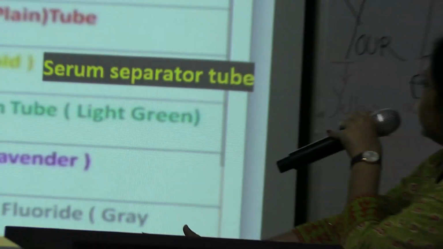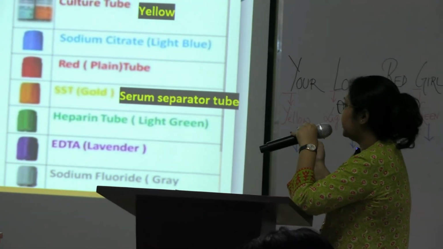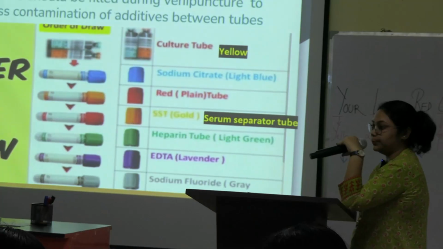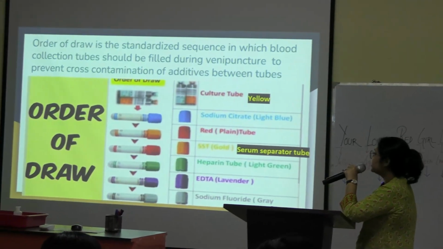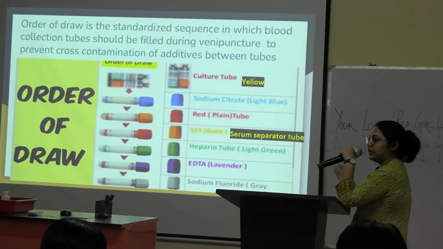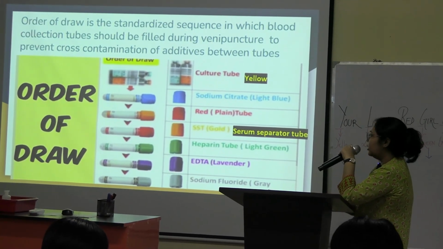First of all, in this order of draw comes the yellow one. Yellow one is for culture tube, for blood cultures, okay. Then the light blue, which is for sodium citrate. Red again for serum test.